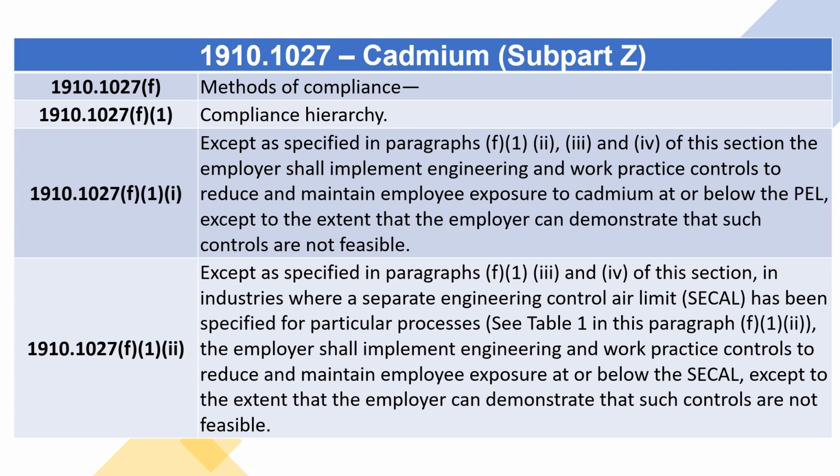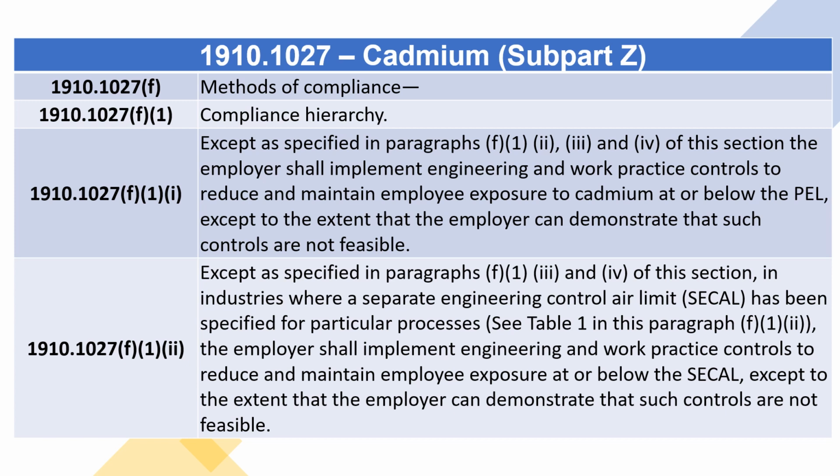1910.1027(f) Methods of compliance. (f)(1) Compliance hierarchy. (f)(1)(i) Except as specified in paragraphs (f)(1)(ii), (iii), and (iv) of this section, the employer shall implement engineering and work practice controls to reduce and maintain employee exposure to cadmium at or below the PEL, except to the extent that the employer can demonstrate that such controls are not feasible.